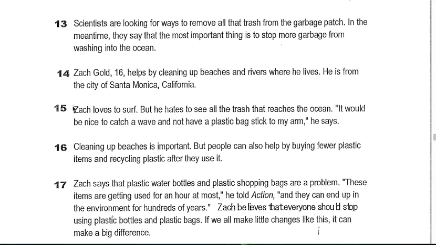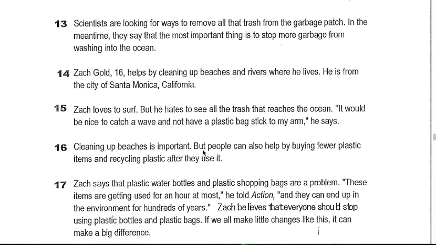Zach, 16, helps by cleaning up beaches and rivers where he lives. He is from the city of Santa Monica, California. Zach loves to surf, but he hates to see all the trash that reaches the ocean. "It would be nice to catch a wave and not have a plastic bag stick to my arm," he says.